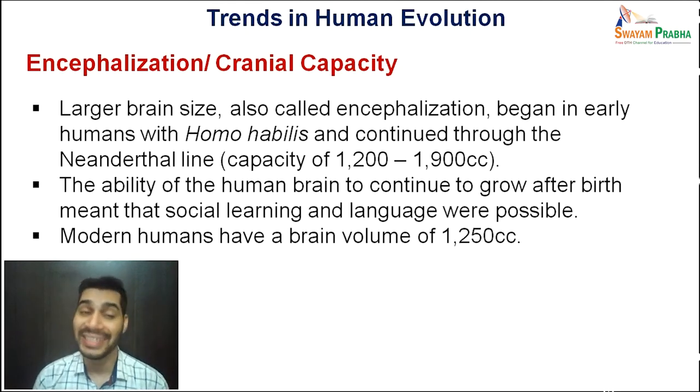Another interesting trend is encephalization, or the increase in the cranial capacity or the brain size. Larger brain size, which is also called encephalization, began in early humans with Homo habilis and continued through the Neanderthal line, which had a capacity of around 1200 to 1900 cubic centimeters. The ability of the human brain to continue to grow after birth meant that social learning and language were possible. Modern humans have an approximate brain volume of 1250 cubic centimeters.